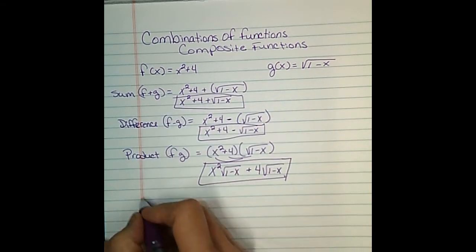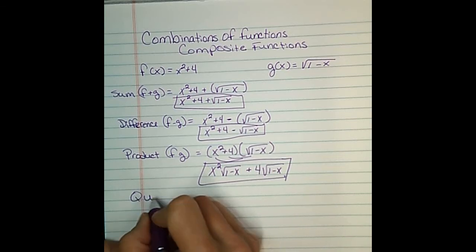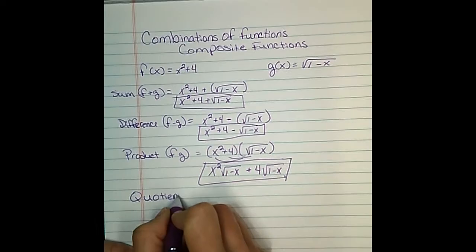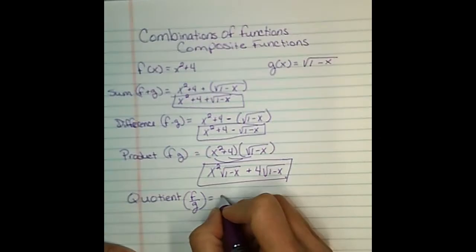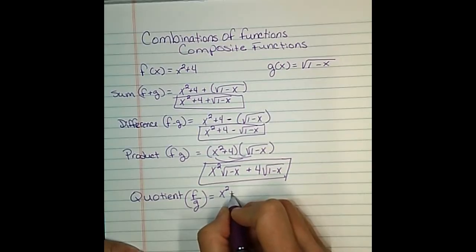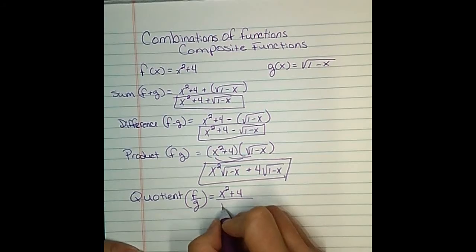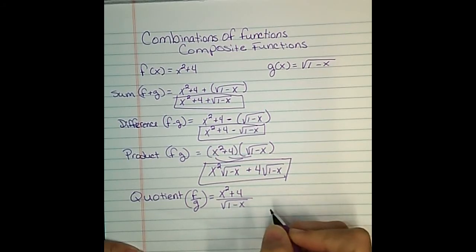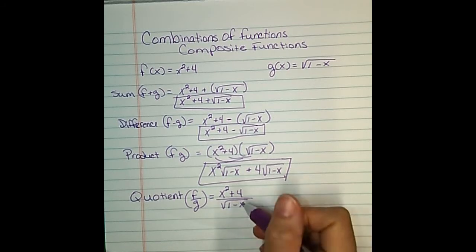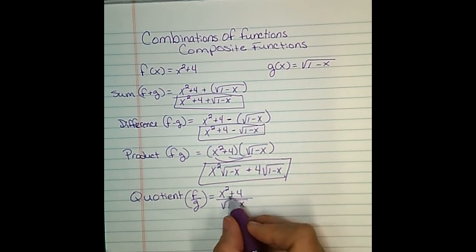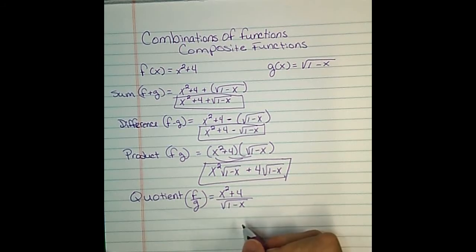One more, let's do the quotient. So that's f divided by g. So I got x squared plus 4 over the square root of 1 minus x. And that would be my final answer because it will not reduce. You can't reduce it because that plus sign says you can't separate the x squared and the 4.